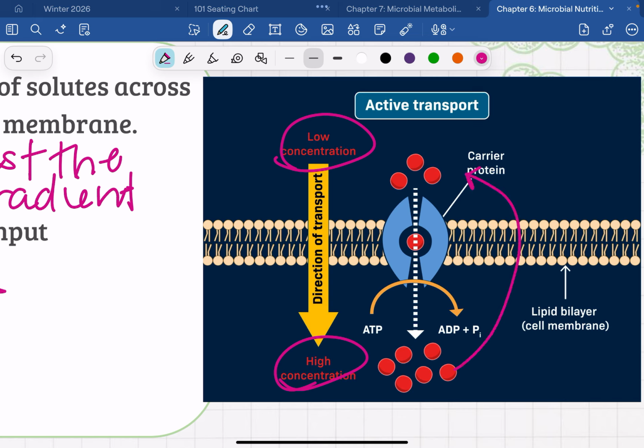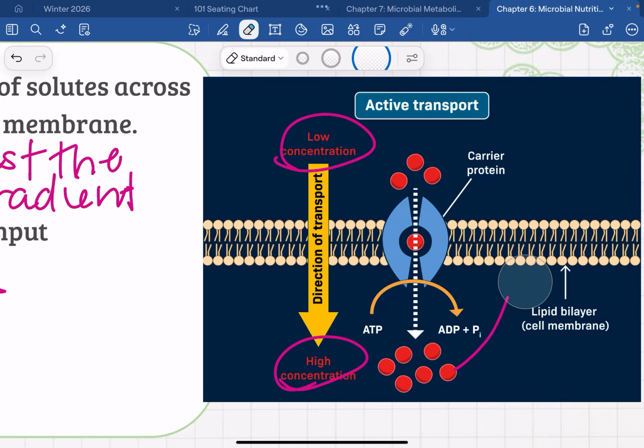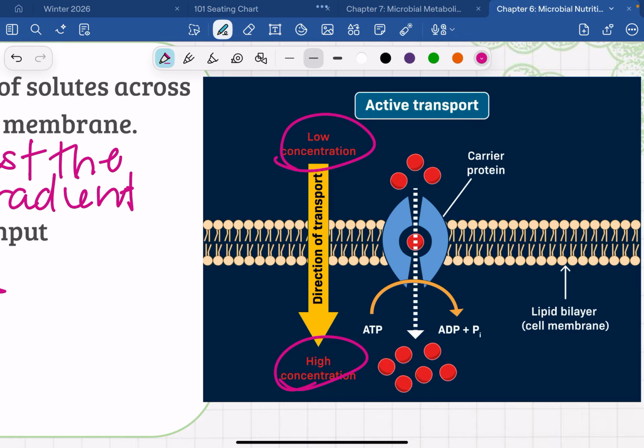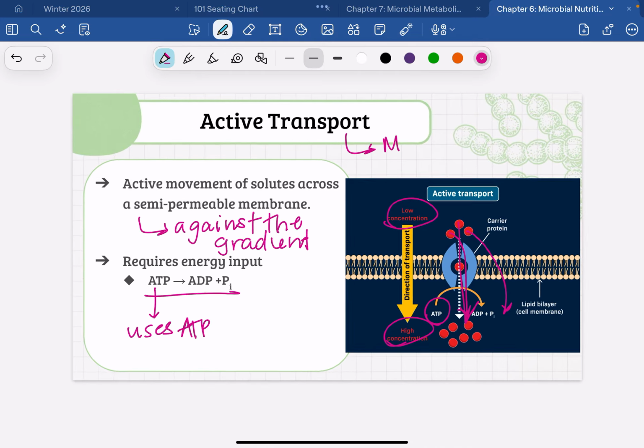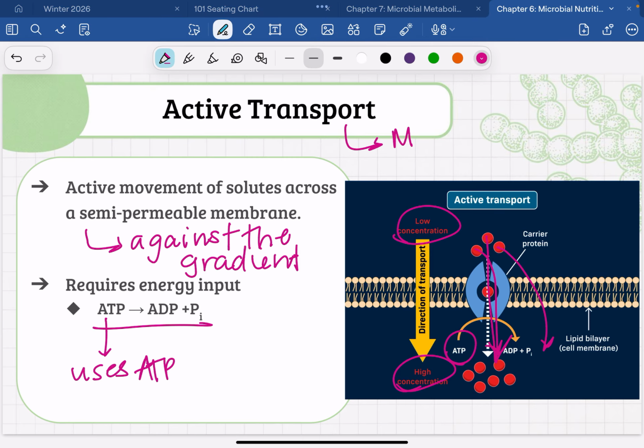But that's not what we want to happen here. This bacteria or this cell wants all of this solute inside. So it's going to use this active carrier protein and some energy to keep moving these solutes inside the cell, even though that's against its natural gradient. And that's why it requires energy, because it's against equilibrium.